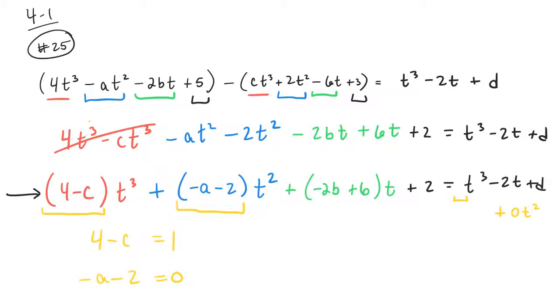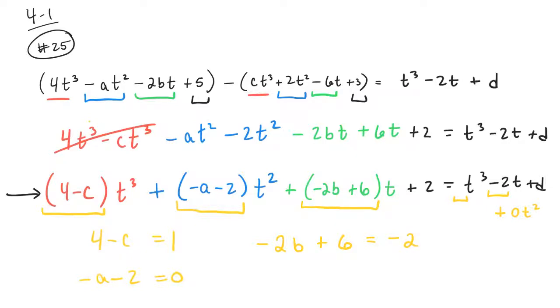Again, you're really missing t squared over here, so it's as if you have a 0t squared. The coefficient is 0 for t squared. The coefficient is negative a minus 2 for t squared. We set those two things equal to each other. We then move on to the linear term. The linear term is negative 2b plus 6, and that is equal to the other linear term, which is negative 2.